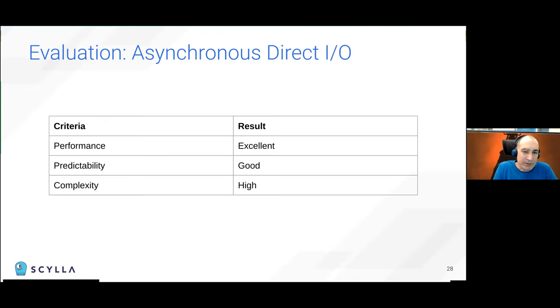So let's evaluate it. The performance here is excellent. The predictability is good because we bypassed the caching system. We don't have a case where we hit or missed cache, so we know the characteristics of the IO. But the complexity is high because you need to be able to manage multiple requests in flight. You need to perform the caching on your own. And that's why for asynchronous IO, usually you have a framework for performing the IO for you, and you don't just do it yourself.